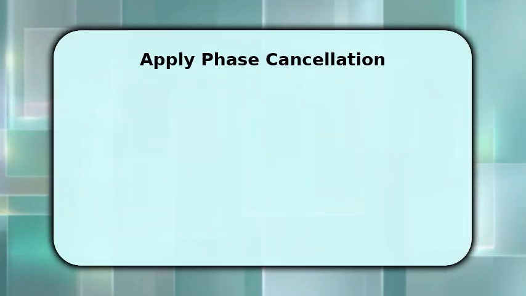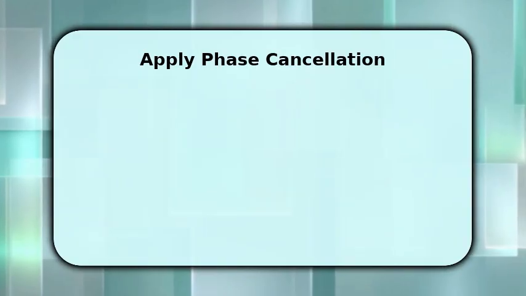Next, perform phase cancellation to remove centered vocals from the mix. Invert one stereo channel and play both channels together to cancel the center content. Apply a low cut at 100 Hz to protect bass and a high cut at 4,000 Hz to target vocal bandwidth.